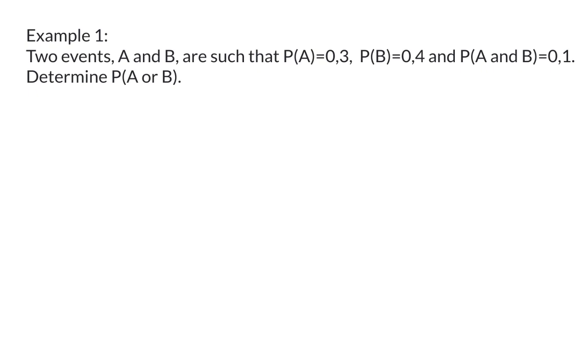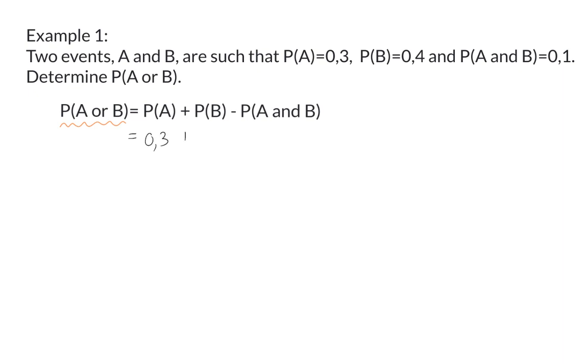Here, you can immediately use your general rule for probability. We are asked to determine the probability of A or B, and we can do that by simply substituting the information given. The probability of A is 0.3, the probability of B is 0.4, and the probability of A and B is 0.1. This gives us the probability of A or B of 0.6.